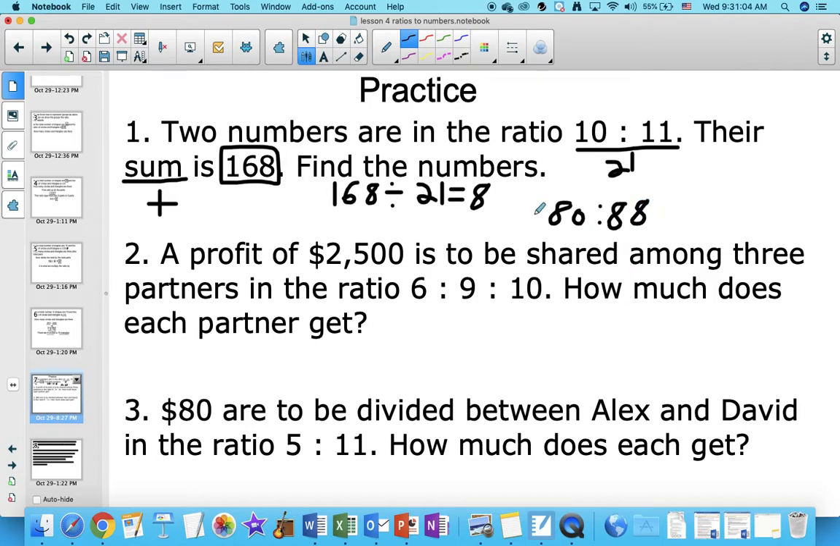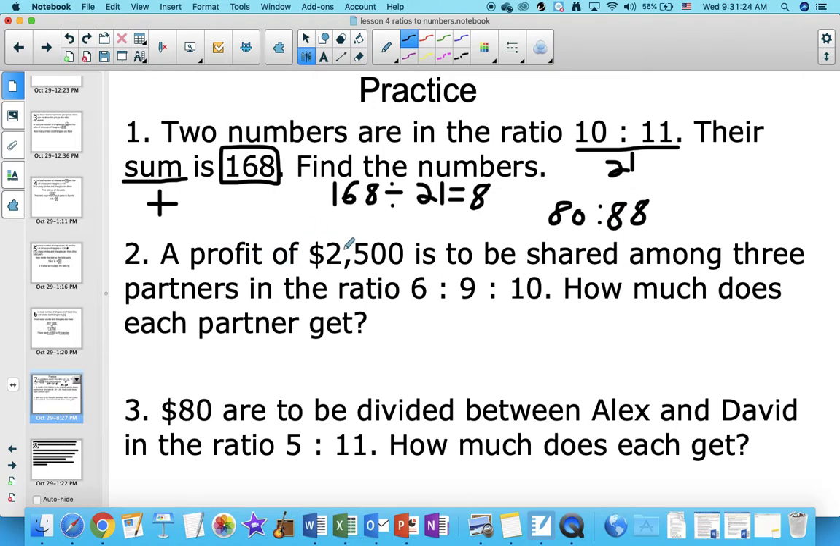And you can check your answer. Does 80 plus 88 equal 168? Yes. So then your ratio is correct. And that's your 10 to 11 ratio unsimplified. We've unsimplified the ratio to get the actual numbers. So the 2 numbers in our ratio are 80 to 88.